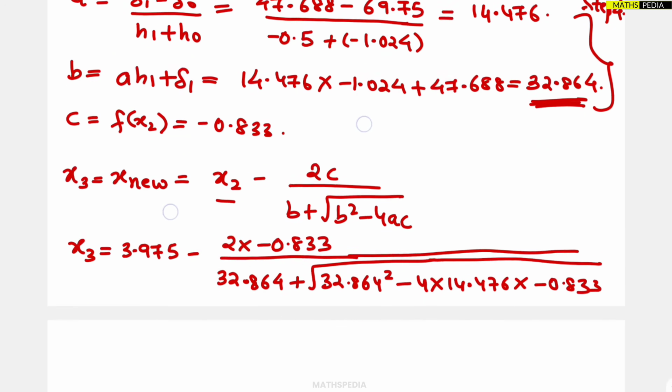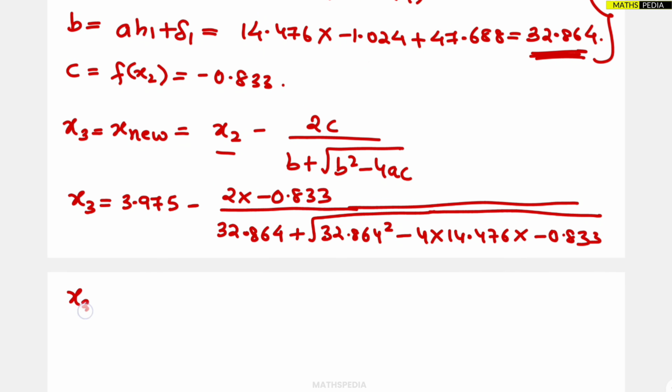Okay, fine. So when you substitute the values, you will be getting x3, which is a new value, equal to 4.0010. We are getting 4.0010. This is the new value, which you consider as the root. So this is the second iteration completed, right? If they ask you for the second iteration, just do till here. This is the fifth step we have done, which is the completion of the second iteration.